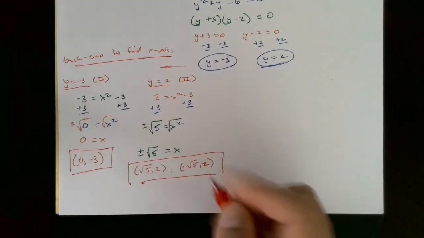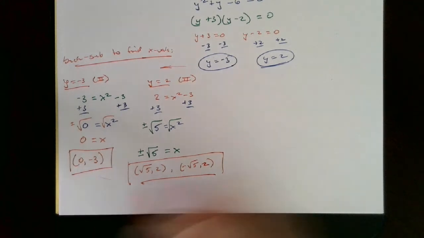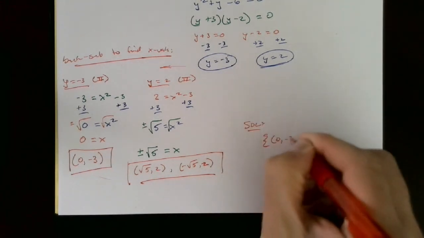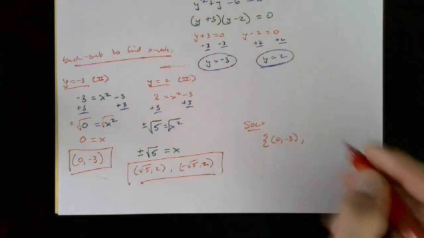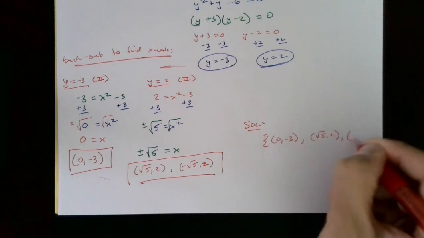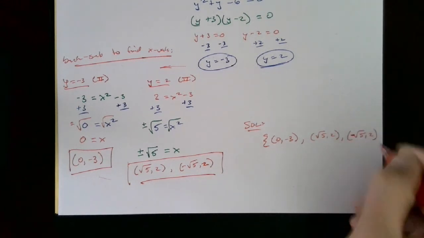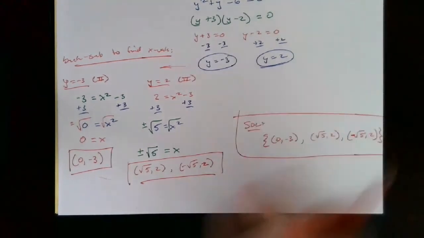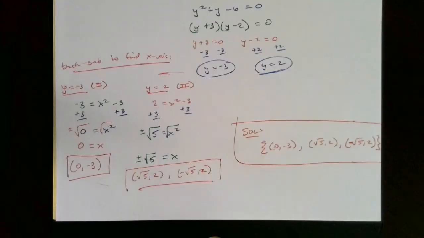How many solutions do I have total? Well, I have 3, right? All of these are the solutions, right? So my solution set is 0, negative 3, square root of 5, comma 2, and negative square root of 5, comma 2. So making sure that you acknowledge you do have 3 solutions here, which is okay. You can get 3 solutions, and there's nothing wrong with that.